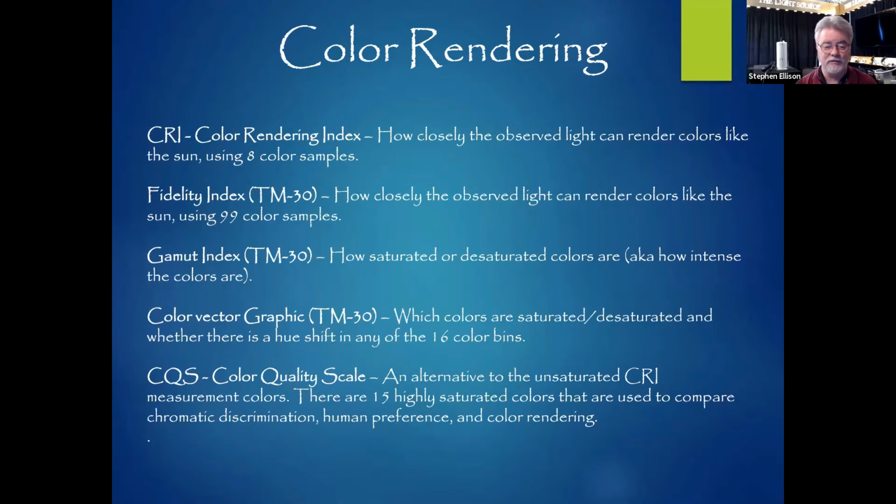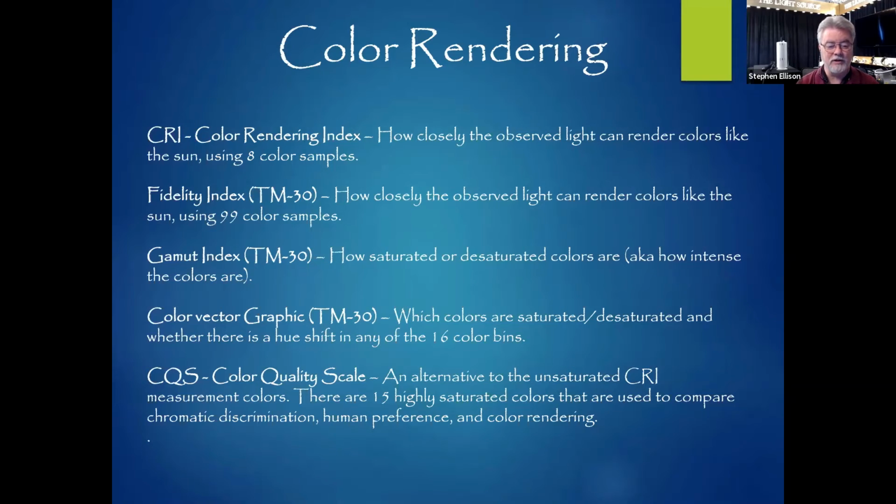See, CRI only gives you one number. Fidelity index for TM30 is the, so CRI is the R little a. Fidelity index is going to be the R little f. And they also have the R little g. And that's how saturated or desaturated colors are.